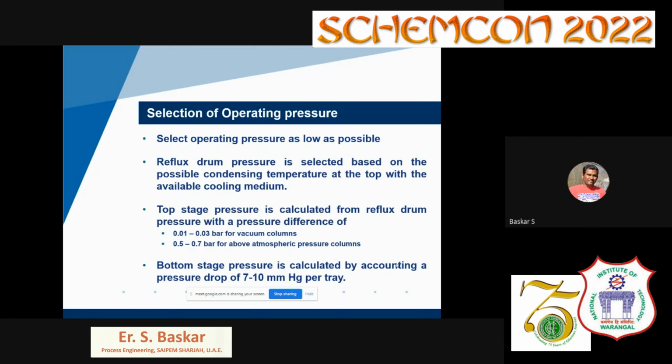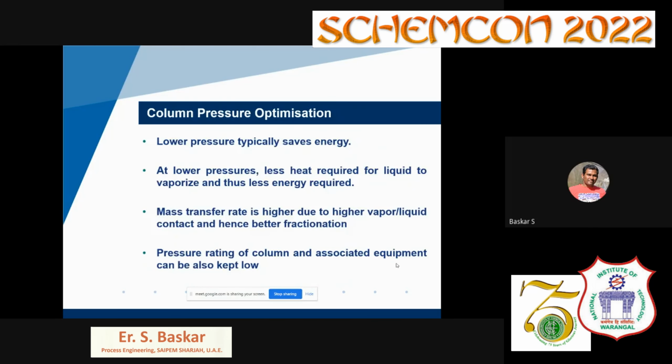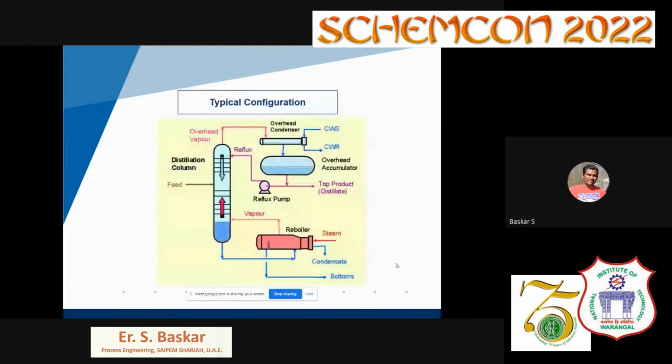Okay, now we have known that the column pressure is very important and it should be kept as low as possible, but how to choose the right operating pressure? I will explain how the pressure has to be chosen, because now I will go back to the configuration again in order to explain more.